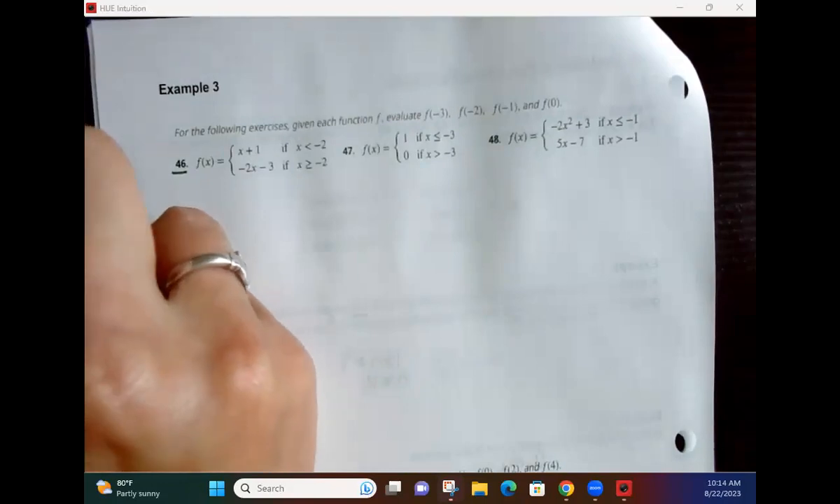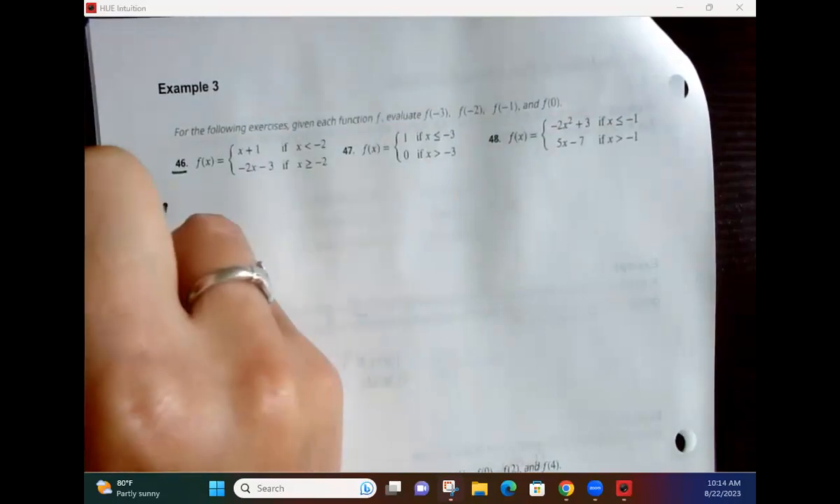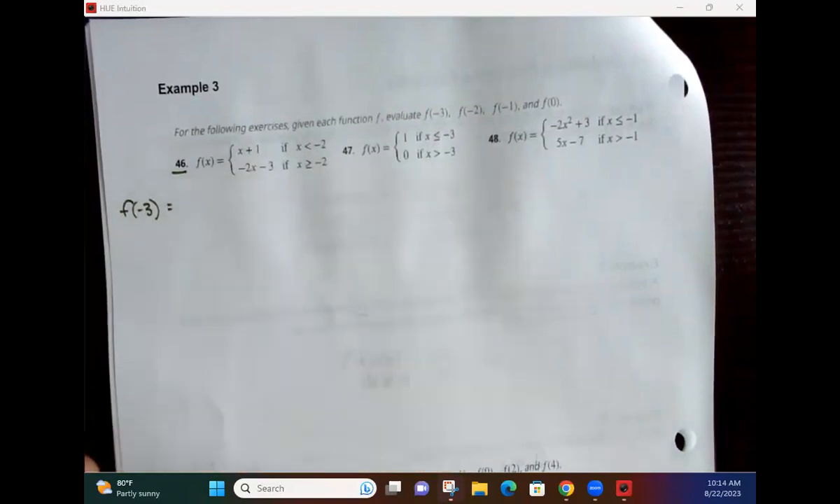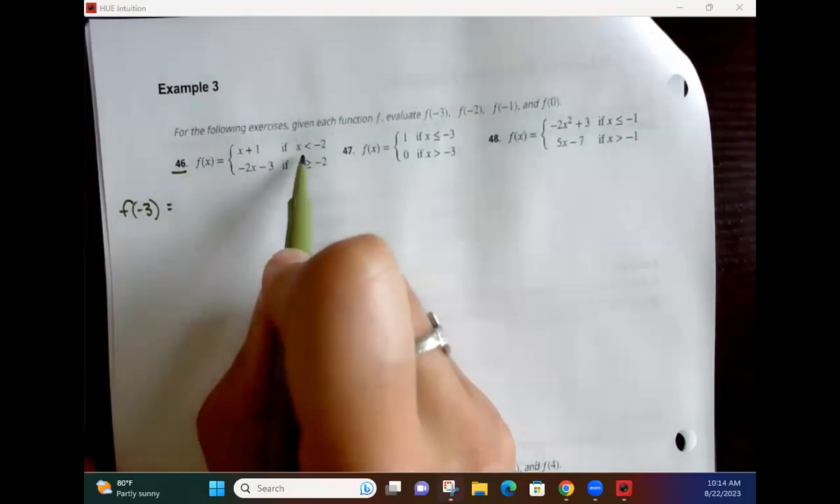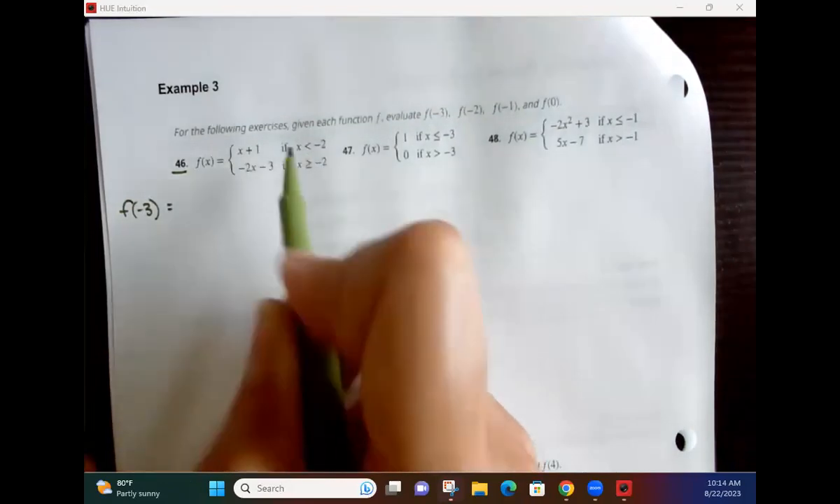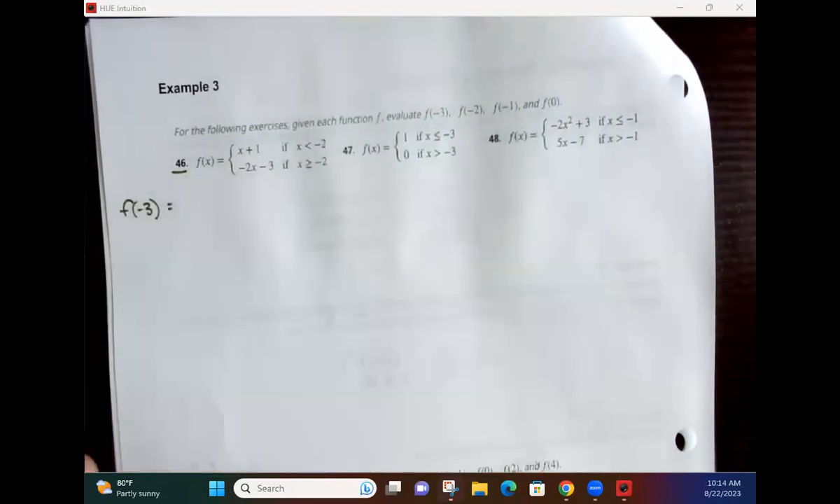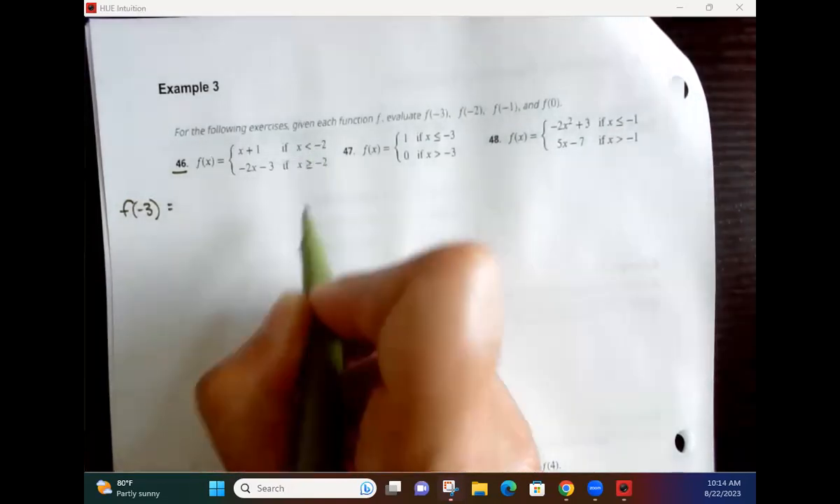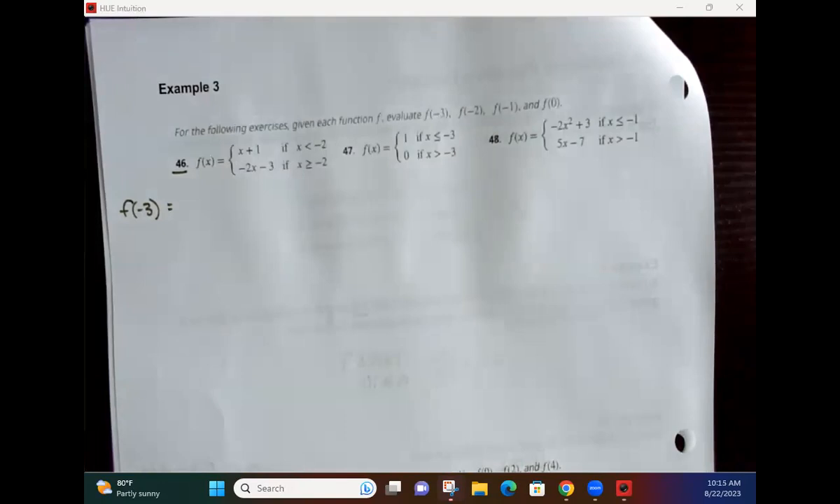So when I evaluate at -3, I need to make sure I'm evaluating in the correct piece. This top piece is for x values that are less than -2. The bottom piece is for x values that are greater than or equal to -2. So for -3, am I going to use the top piece or the bottom piece? The top piece, right? I need to pick the one that is appropriate for my x value. -3 is less than -2.